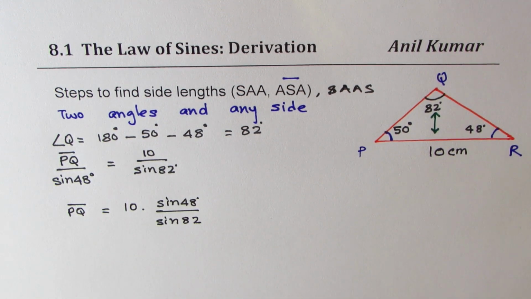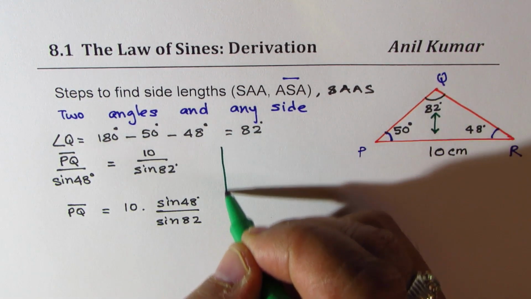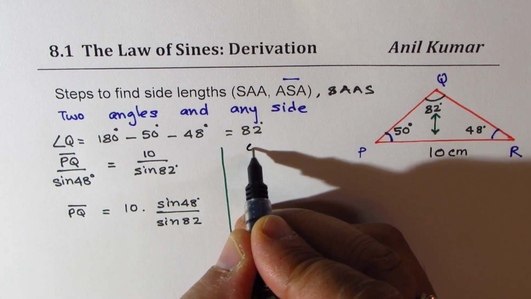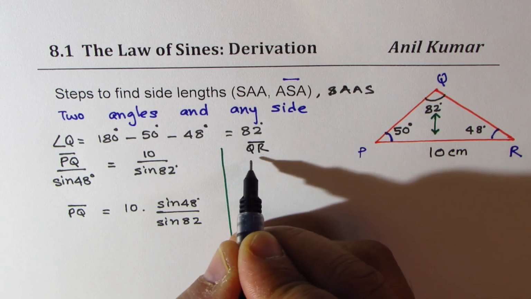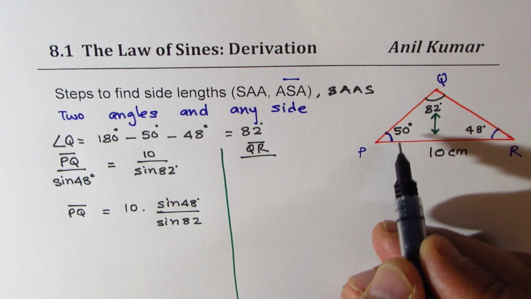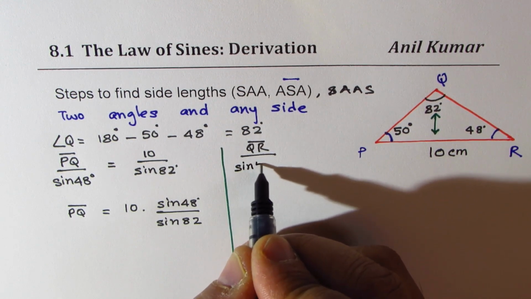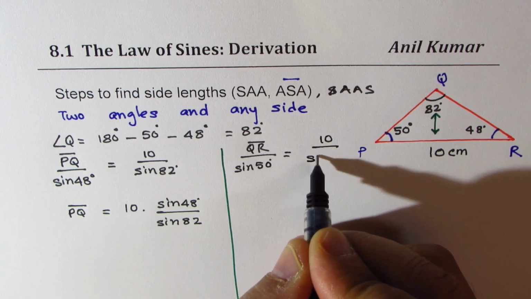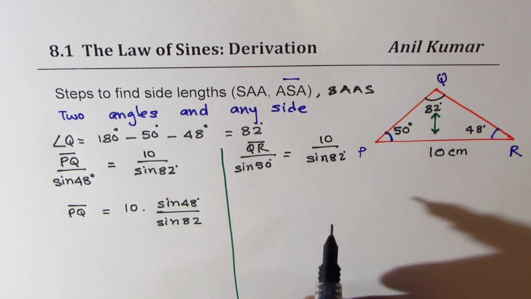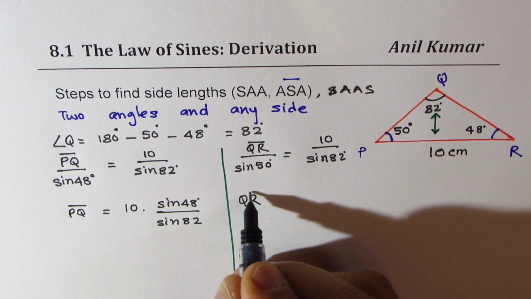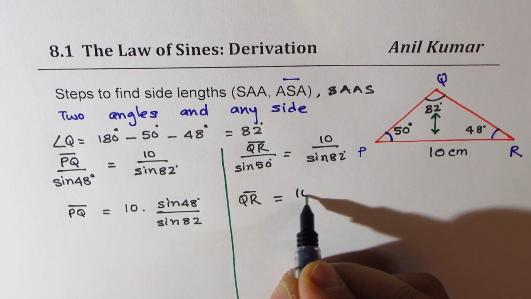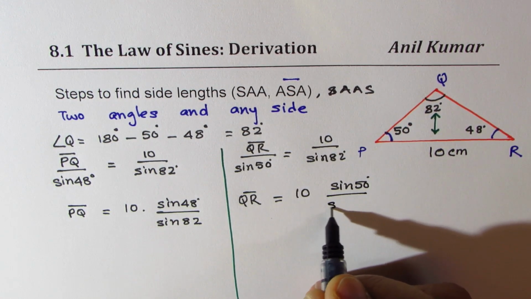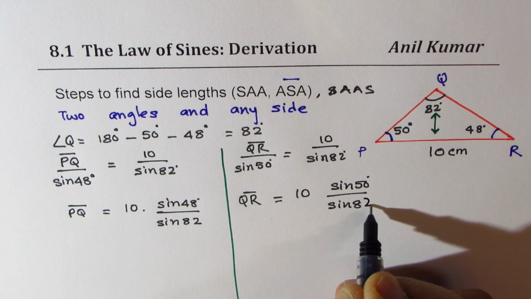Perfect. For the other side, we can do a very similar calculation. QR, the length QR over the angle opposite, which is 50 degrees, sine of 50 degrees, should also be equal to 10 over sine of 82 degrees. Perfect. So QR is equal to 10 times sine of 50 degrees divided by sine of 82 degrees, right?